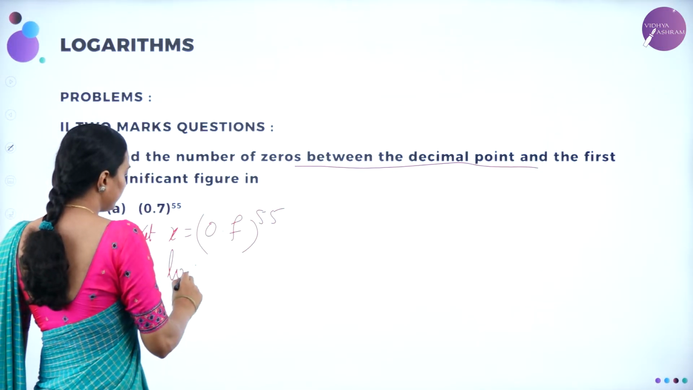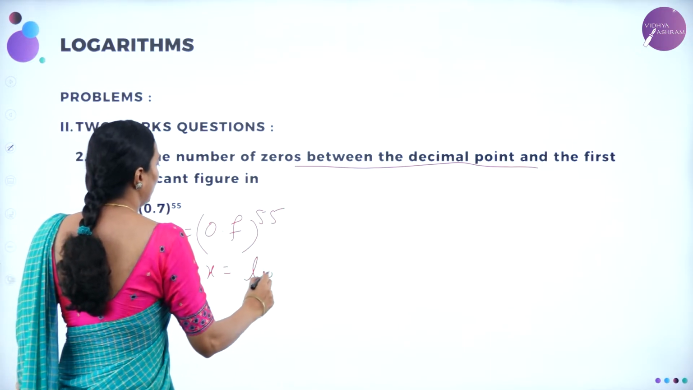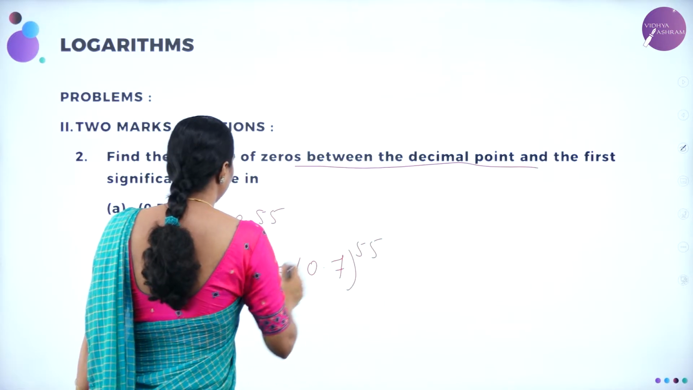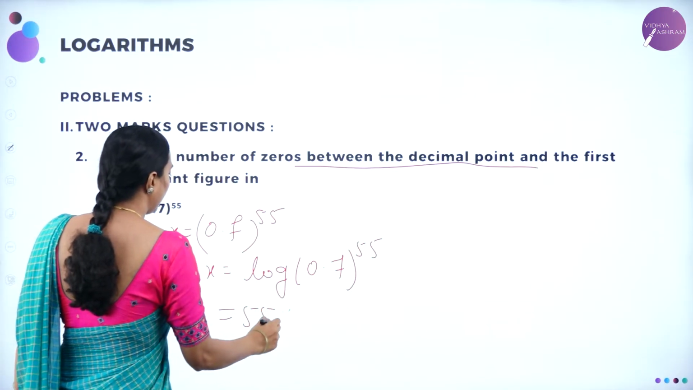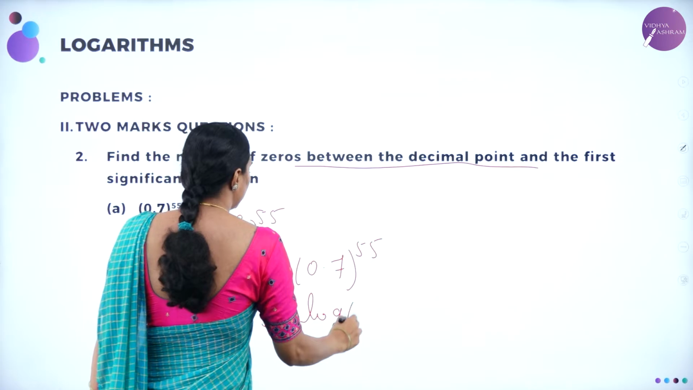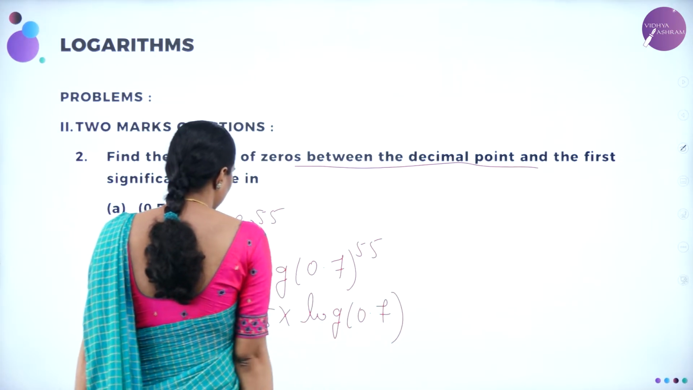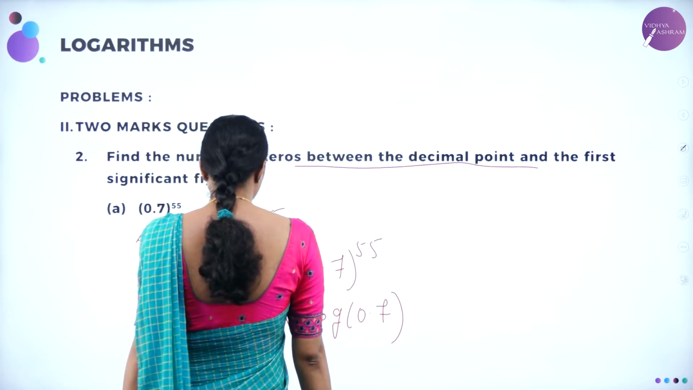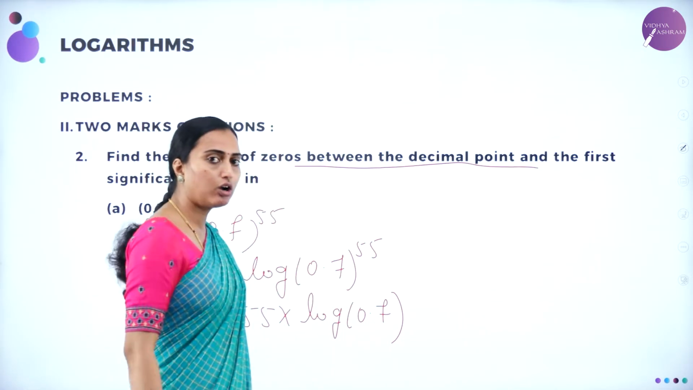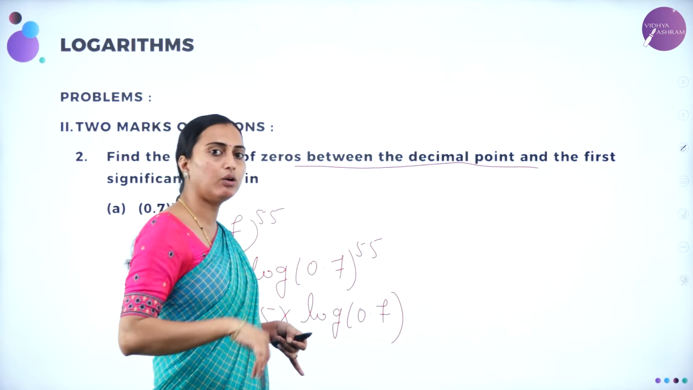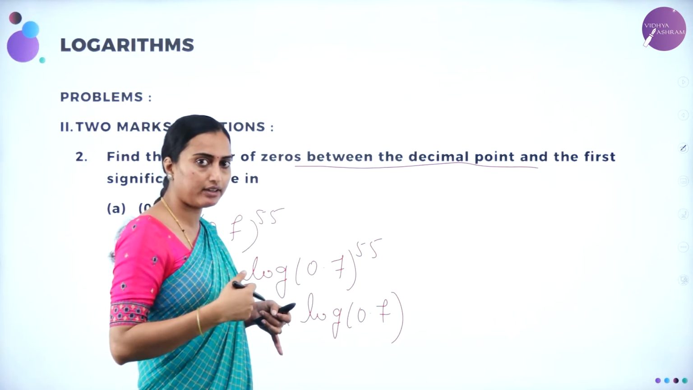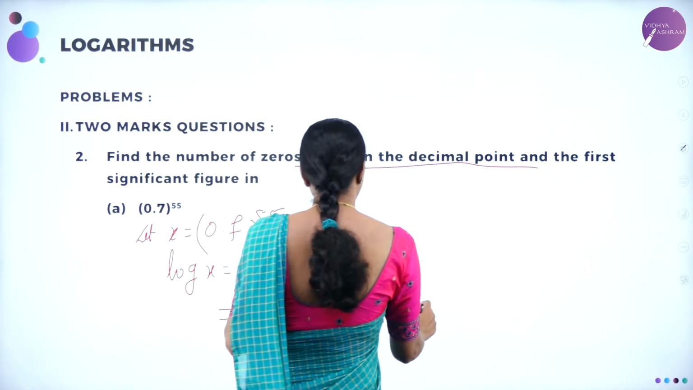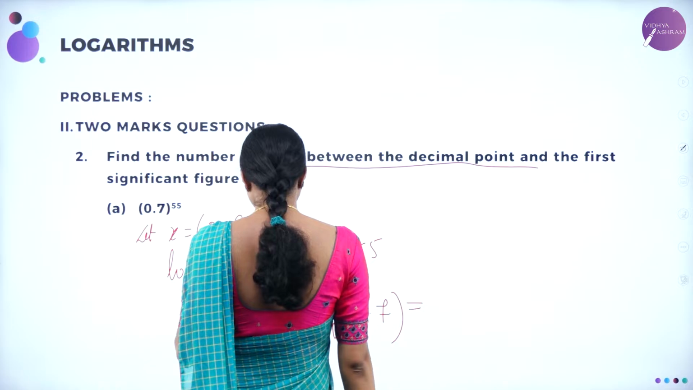Otherwise, log x will be equal to log of 0.7 whole to the power of 55. Otherwise, you can have it as 55 into log of 0.7. Correct? So therefore the answer for this one: log of 0.7 means 0 is there. Before 0, what are you going to have? We need to minus 1 characteristic, right? Minus 1. How are we going to write minus 1? 1 bar.